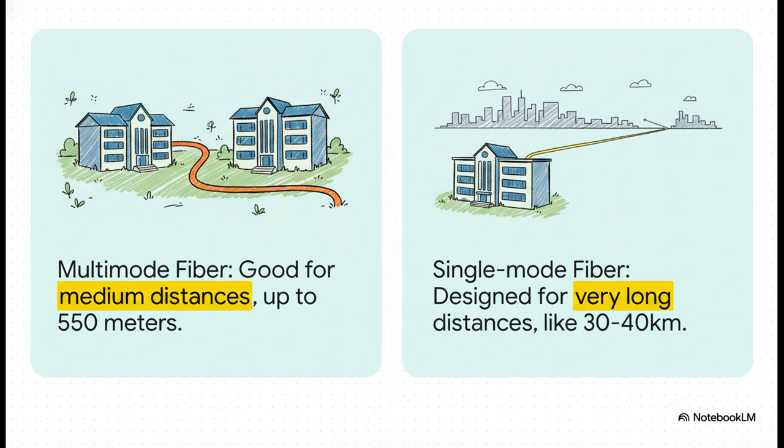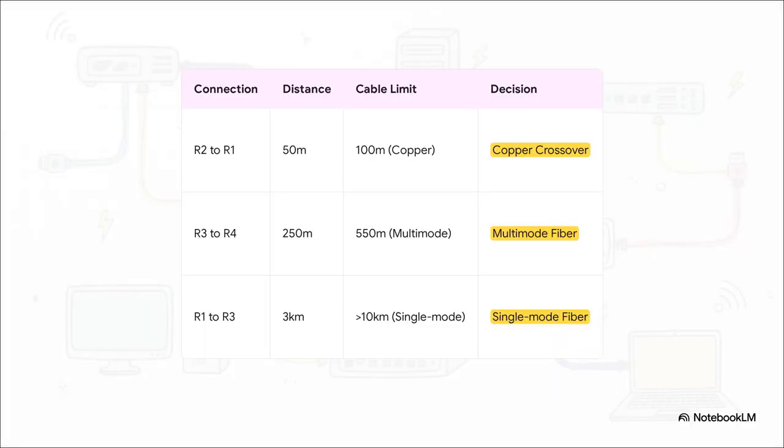Multimode fiber is great for medium distances, like connecting buildings across a campus. It's good for up to about 550 meters. Single-mode fiber is the heavy hitter, designed for connecting cities, capable of sending a signal for kilometers and kilometers without losing any strength. And this table right here lays out our final decisions perfectly.